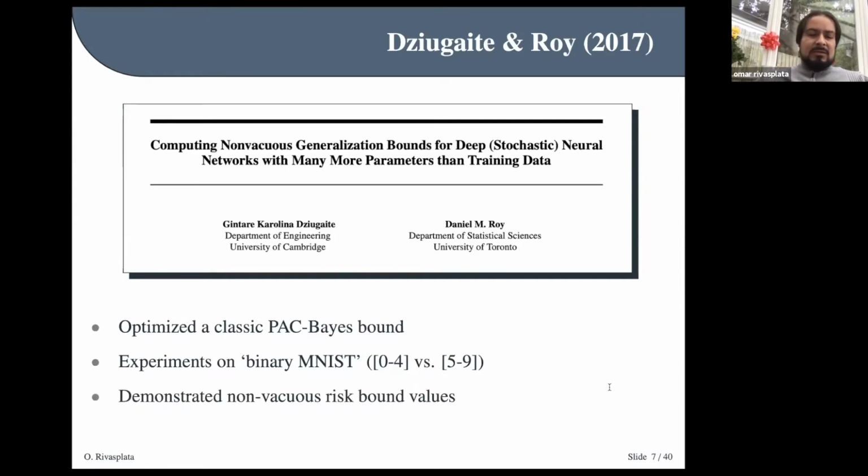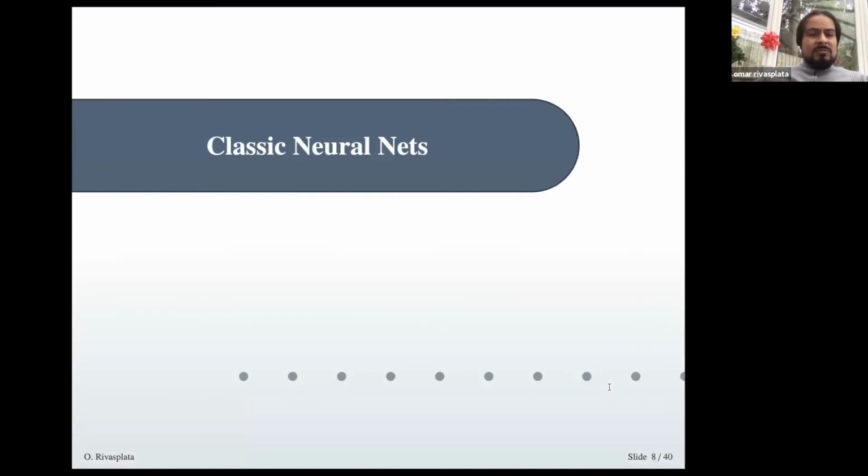They demonstrated that one can get non-vacuous risk bound values, which was very exciting, because it had been a hard problem to get non-vacuous risk bound values for neural networks. This work showed that PAC-Bayes bounds can achieve that. At the same time, the test accuracies were reasonable. So I'm going to move on.